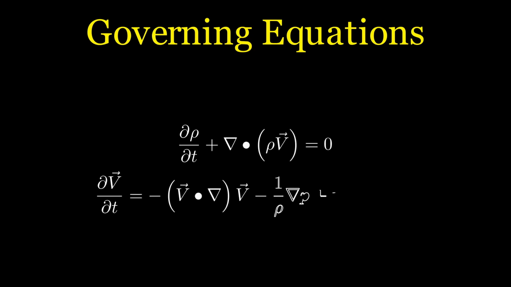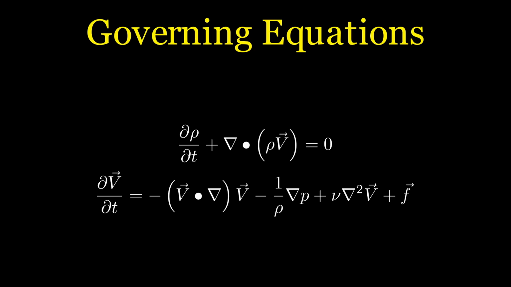To start off, we're going to need some governing equations. We know we need to ensure mass conservation for this to be physically possible, so we'll use the mass continuity equation here. And for fluid movement, we can use the Navier-Stokes momentum conservation equation. We're going to simplify it by quite a bit with some assumptions about the fluid we're modeling.